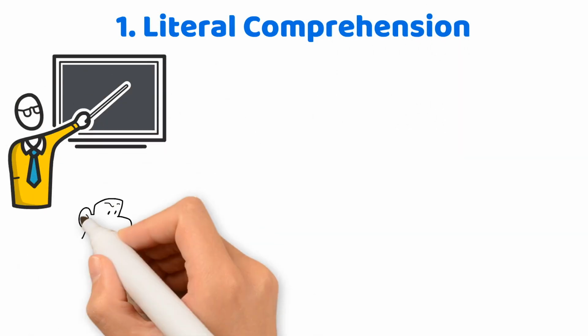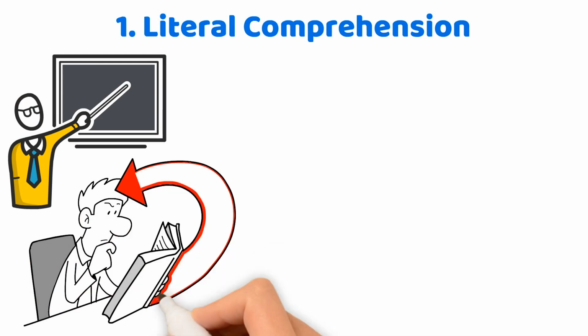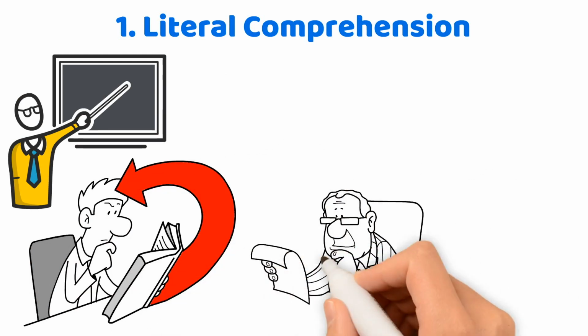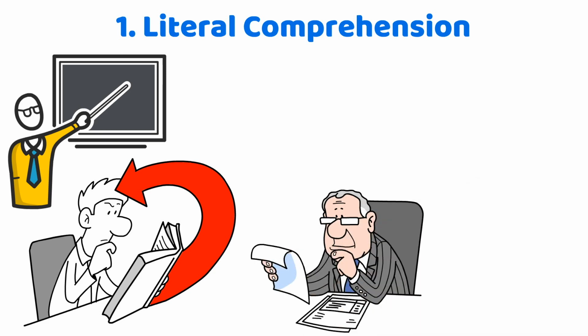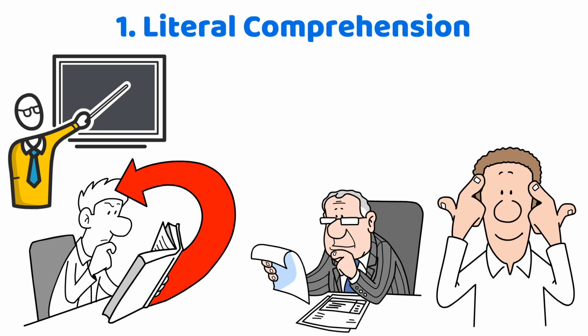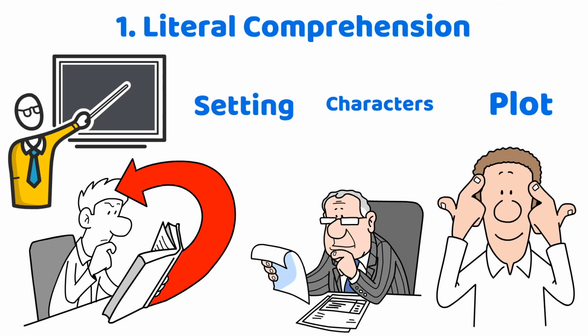It involves understanding the information explicitly stated in the text. On test day, look out for questions that ask you to identify specific details or main points directly from the text. Skills include recognizing story elements like setting, characters, and plot as explicitly described.